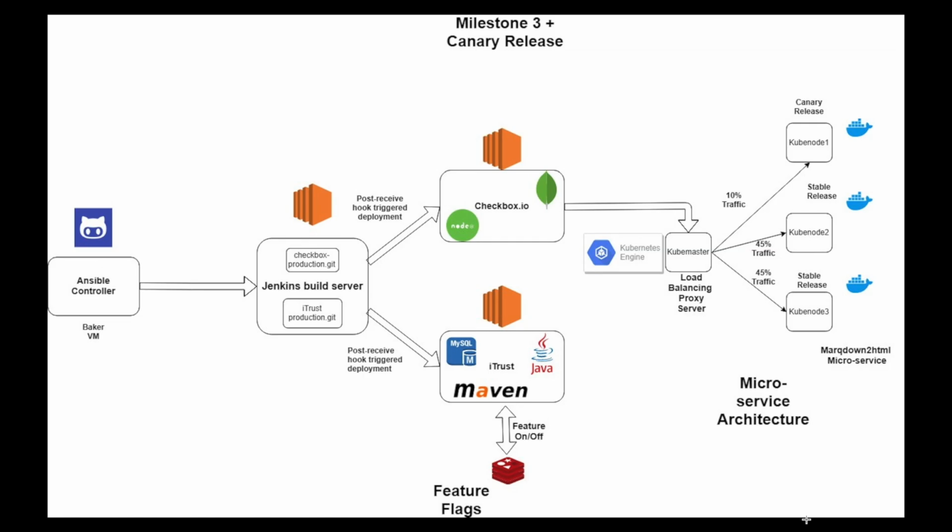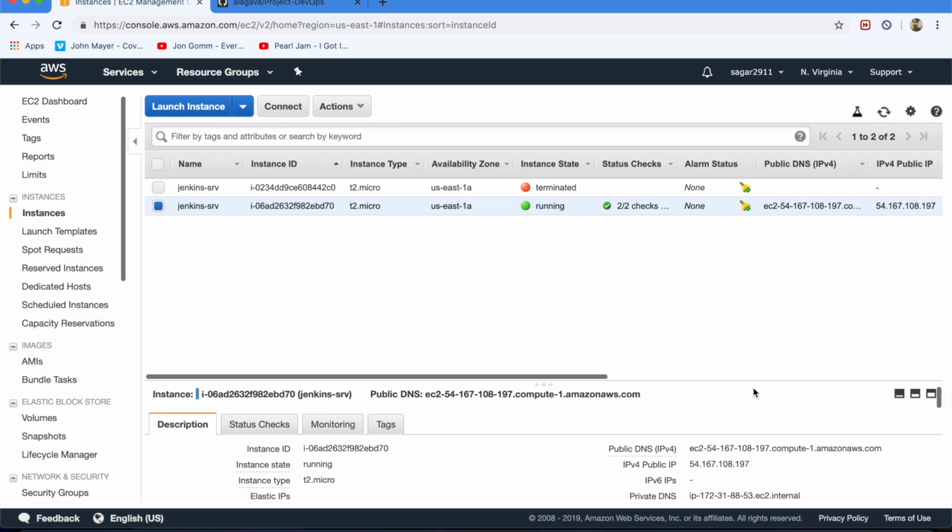Coming to the final milestone, we performed deployment and a few infrastructure upgrades along with a special milestone in the form of canary release, where we give specific features only to a specific number of people for beta testing. As you can see, the two applications are being deployed on AWS EC2 instances. First, a Jenkins server is set up, and then the builds for Checkbox and iTrust pass, and both of them are separately given an EC2 instance.